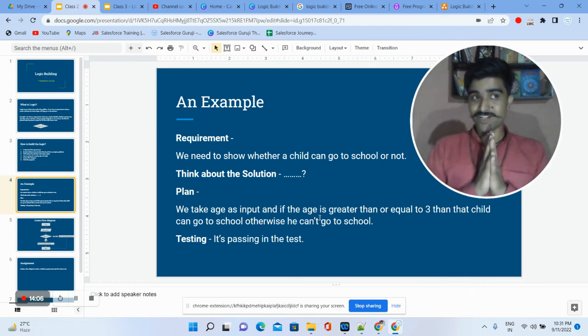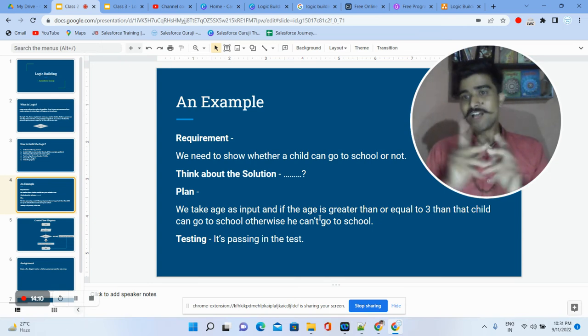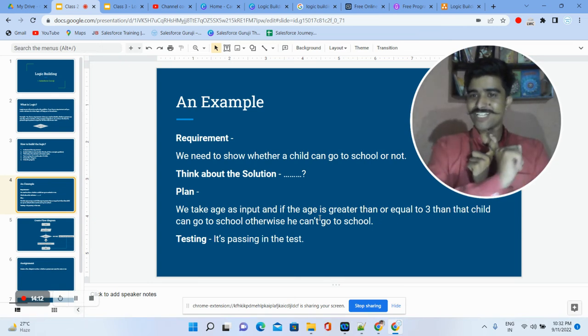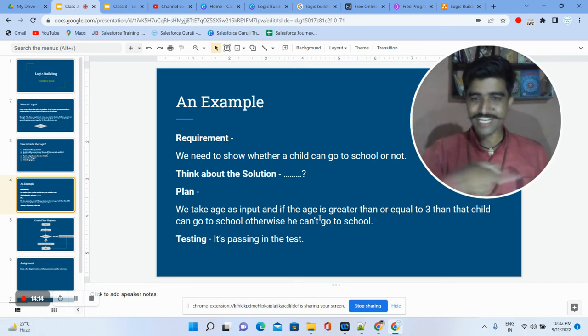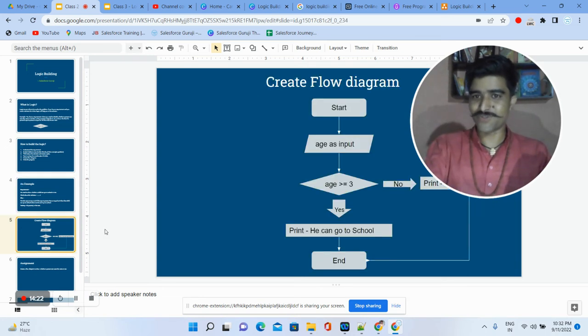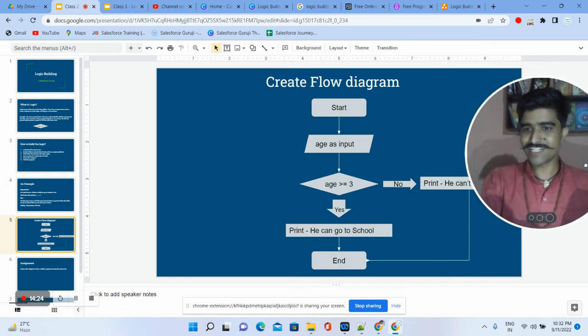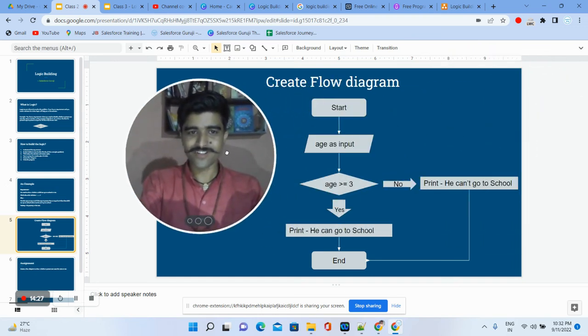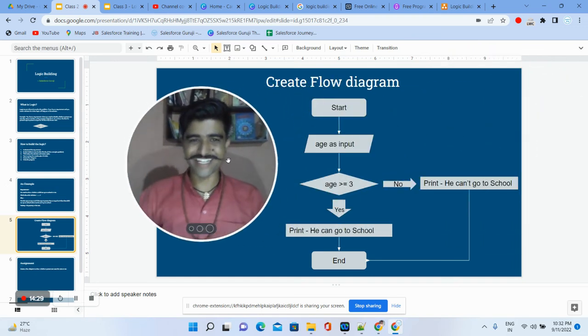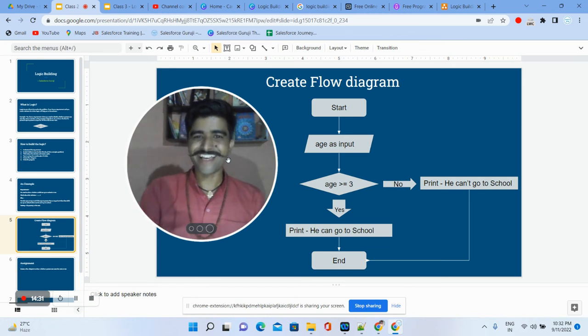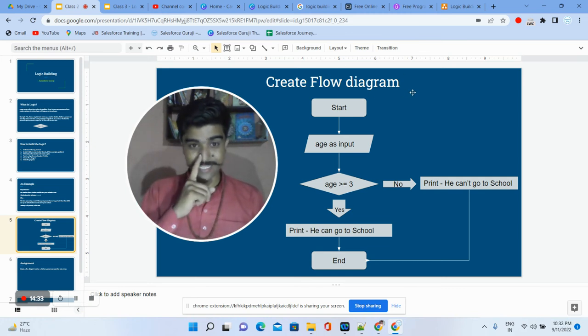If the child is 3 years old, definitely he can go to school. It's passing in all the scenarios. Now, testing is done. It's passing all the tests. Then let's write our flow. So, this is our basic flow. Great, we got our flow. Let me put myself over here. So here is our flow diagram basically.